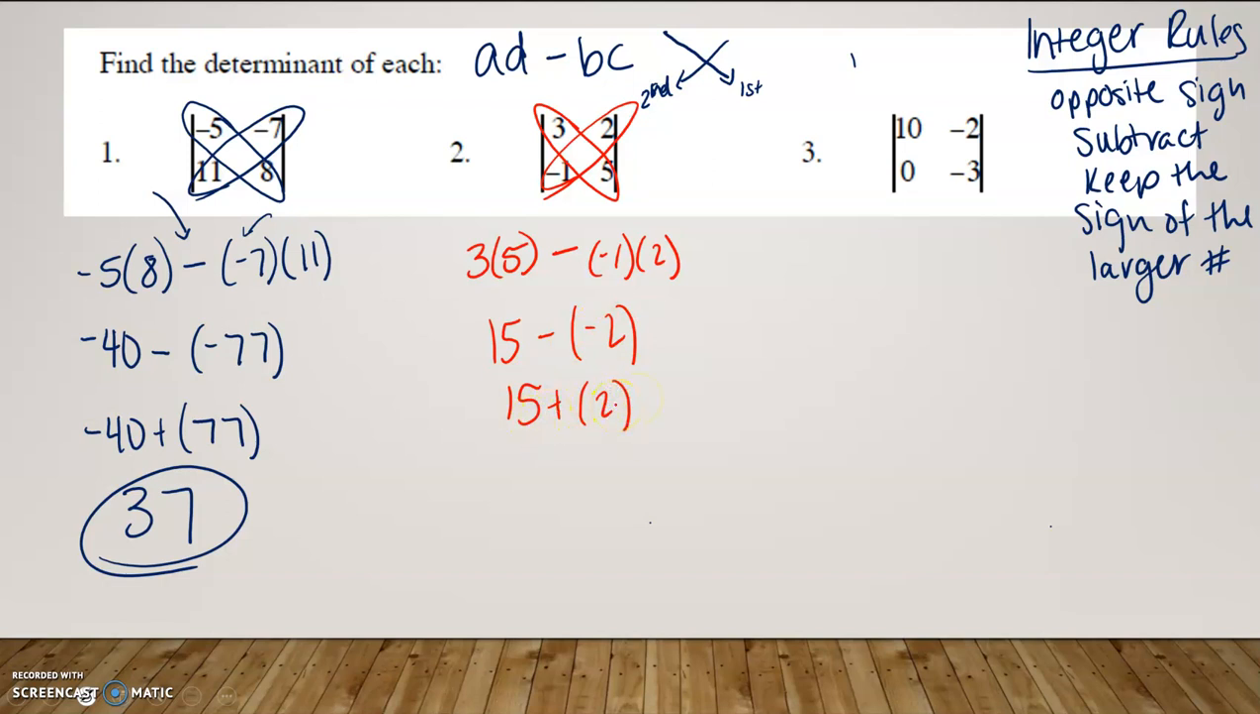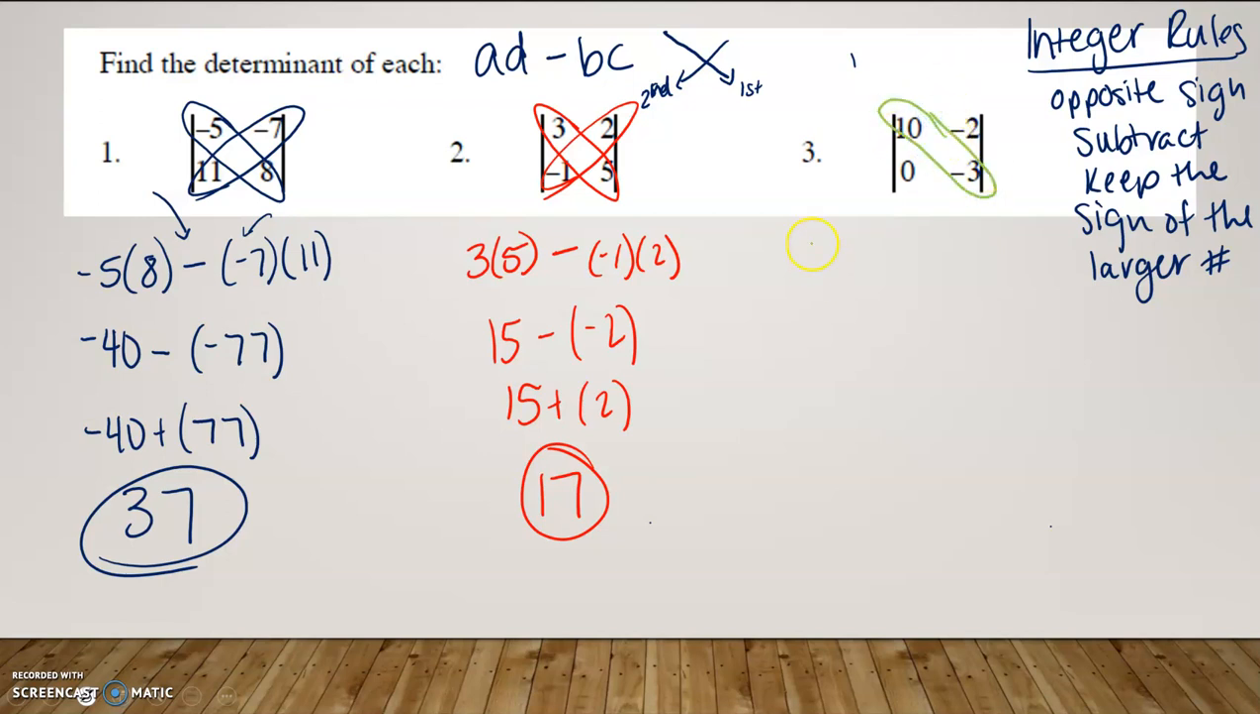And 15 plus 2 is pretty easy. They're both positive values, so we just add them. And 17. That's my number. All right, well, let's try number 3. Again, I would encourage you to pause the video and try it on your own before I go.